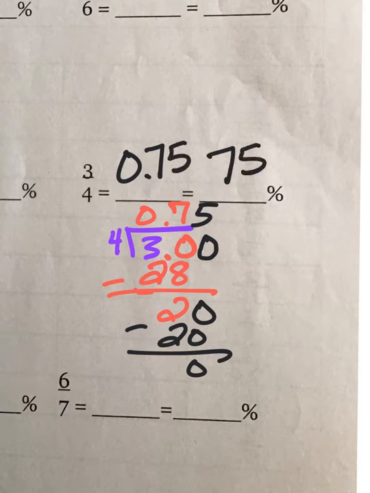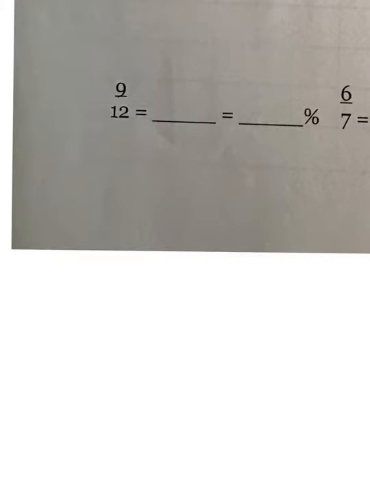So if you are playing kickball and you get up to kick 4 times, you get on base 3 out of those 4 times, you got on base 75% of the time. Let's quickly go right on to the next problem. We have the fraction 9/12.